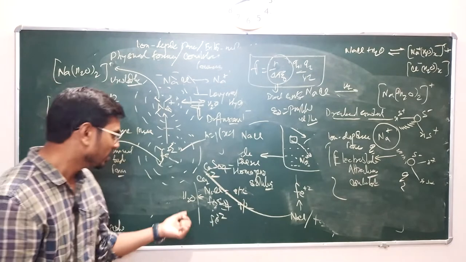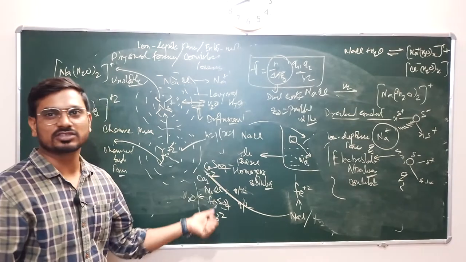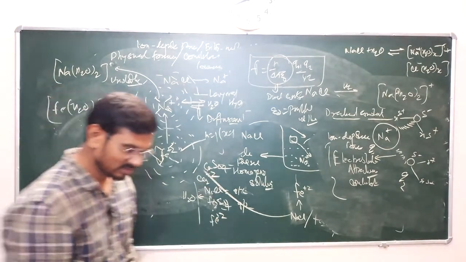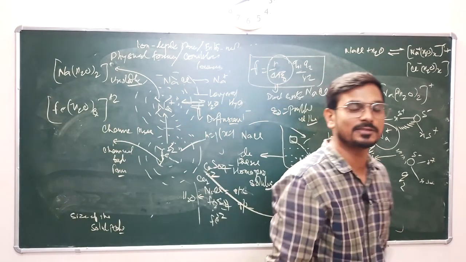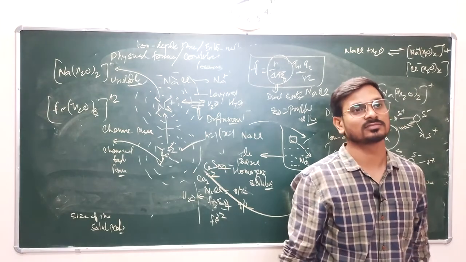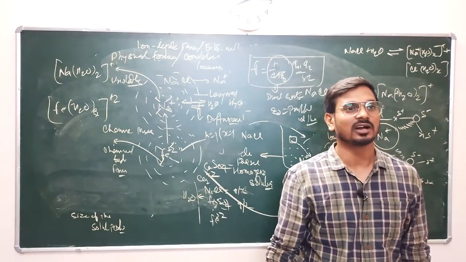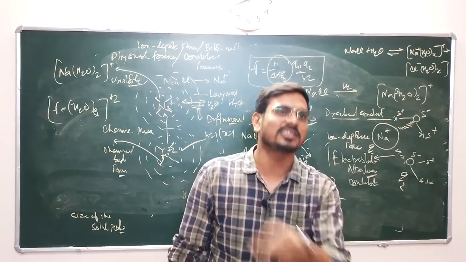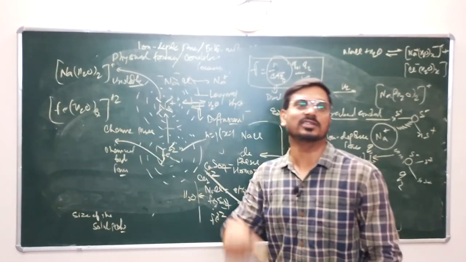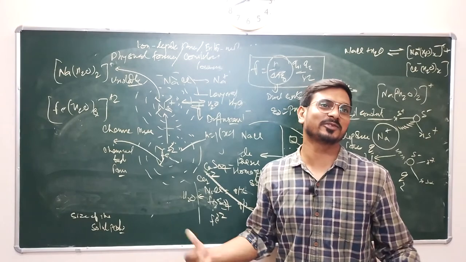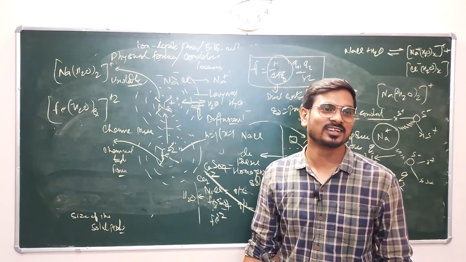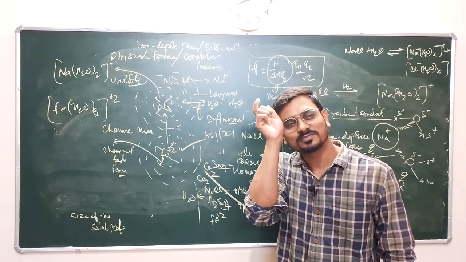Now somebody may argue that the charge to size ratio of these two metal ions is different, and that's why they are showing different solubility. I say to them, even if that is the same, there will still be a difference. Then what is the difference? What is the next explanation?